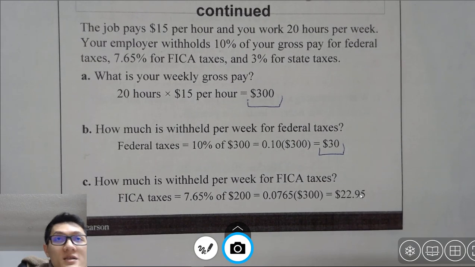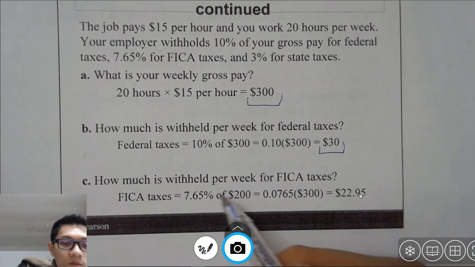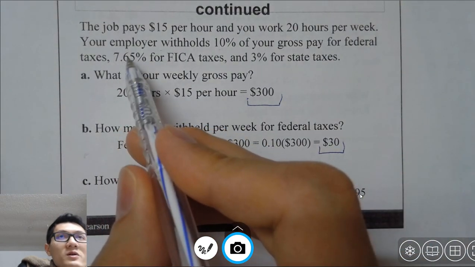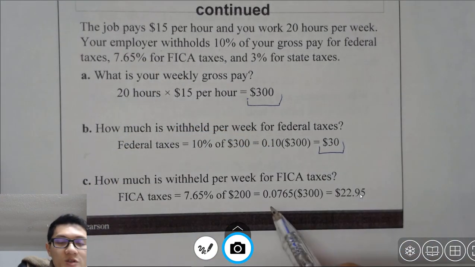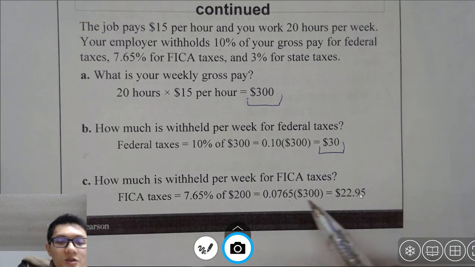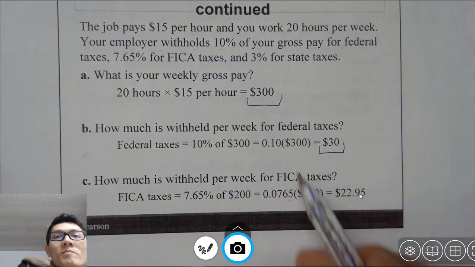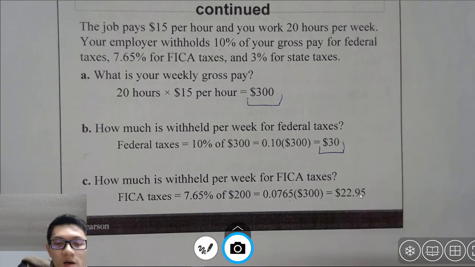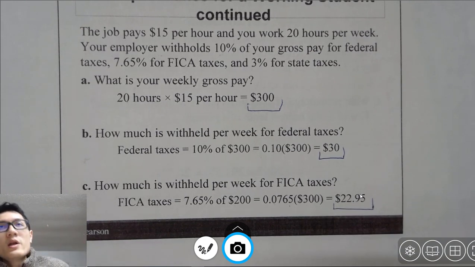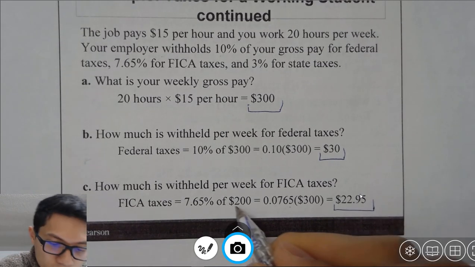And how much is withheld per week for Fica taxes? Fica is 7.65%, and that is 0.0765 in decimals. So you multiply that by your gross income to get this number, and this is your Fica taxes. So take the rate and multiply it by the total income, gross income. This is a typo, it should be 300.